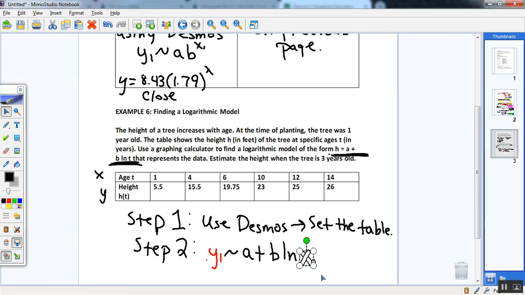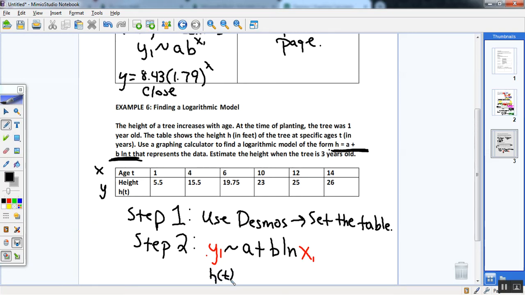I'm curious, how many people have put this in their computer right now? Let's make sure we agree. When you get your A and B value, what's it say your A value is? 5.31. And how about a B value? 7.82. So I'm going to put this back in terms of H and T. H of T, which is like the Y, is equal to 5.31 plus 7.82 natural log of, and then X1 is like my what, kids?